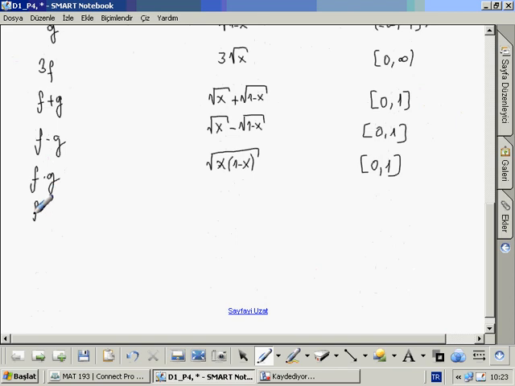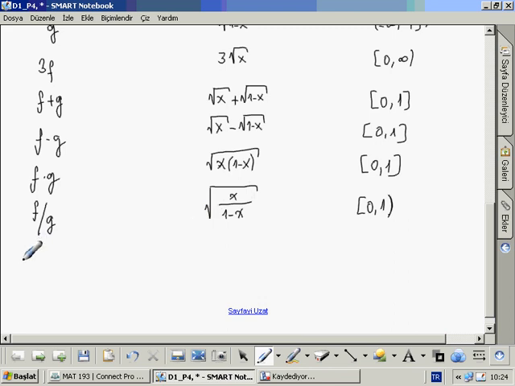And the f over g function, which is square root of x over 1 minus x. So maybe this part must be in parenthesis, because when you put in the value 1, the numerator will be 0, so it's not correct.